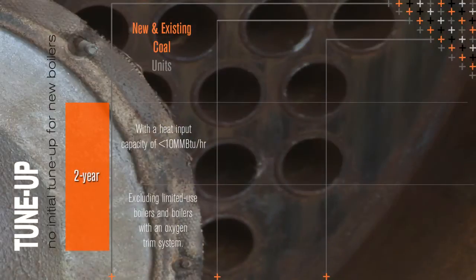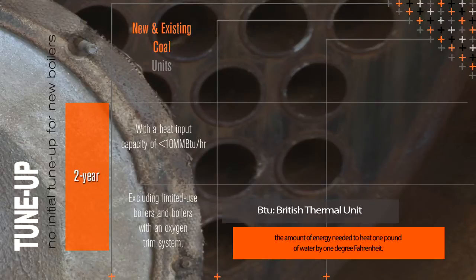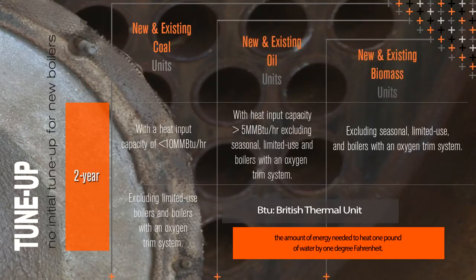With some noted exceptions, boilers that are subject to a tune-up every 2 years include both new and existing coal units with a heat input capacity of less than 10 million BTUs per hour. All new and existing oil and biomass units, regardless of input capacity, must also have a tune-up every 2 years.